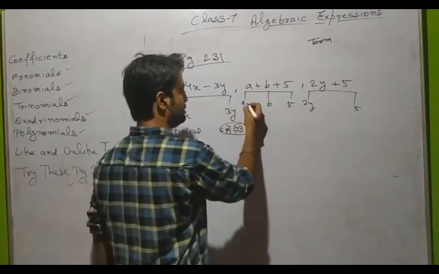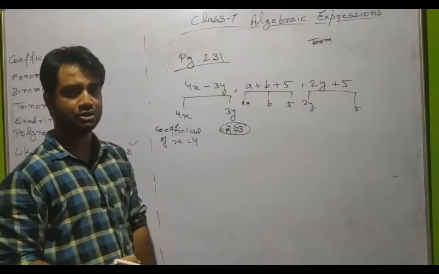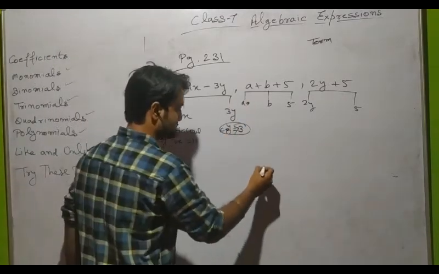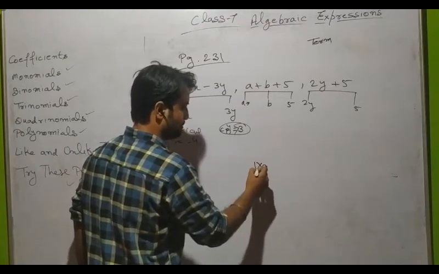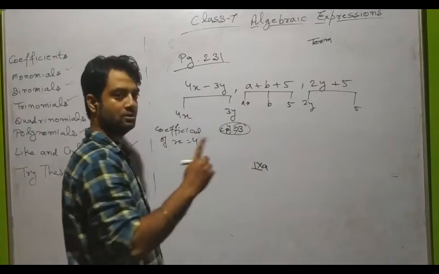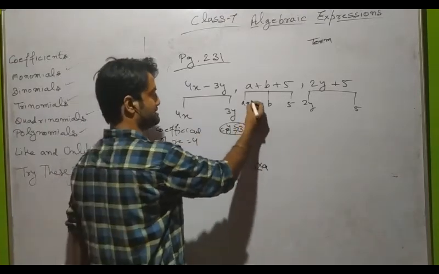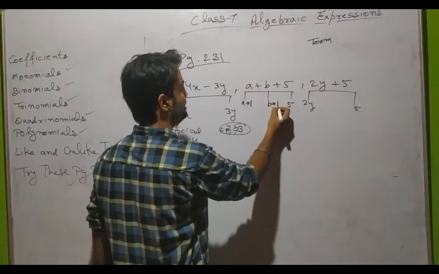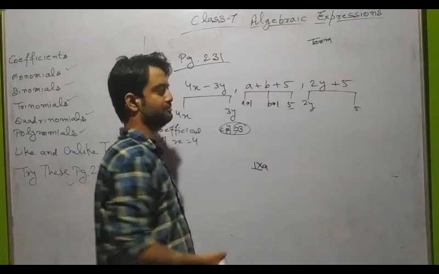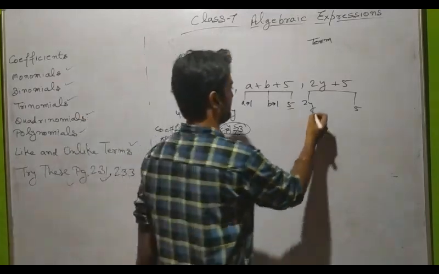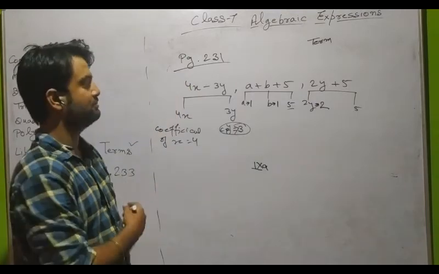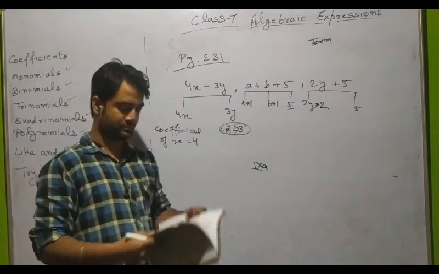Here, what is the coefficient of a? There is no numerical factor here. So remember, a is never alone, it is always multiplied by 1. So what is the numerical coefficient here? 1. So the coefficient of a is 1. The coefficient of b is also 1. And 5 is itself the constant term. In 2y plus 5, the coefficient of y is 2. I hope the picture is clear about the coefficient. Now let's move.